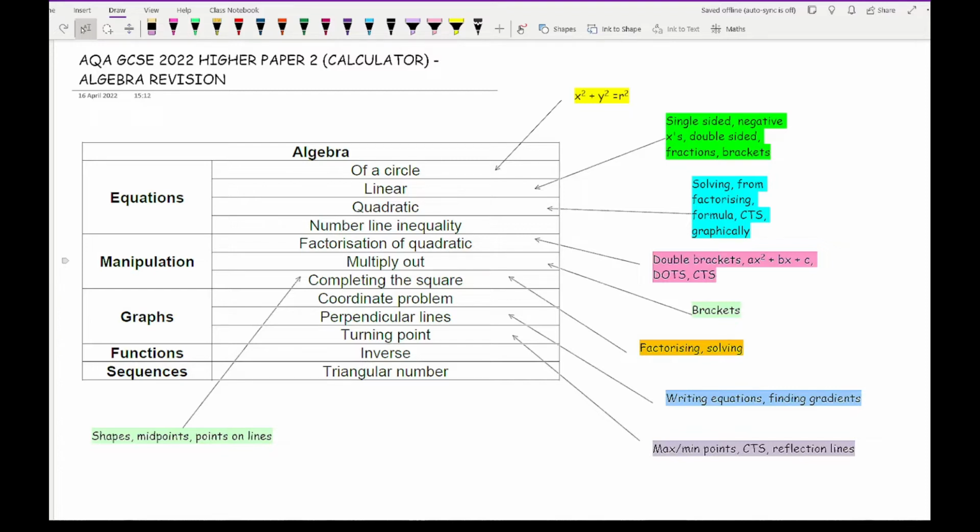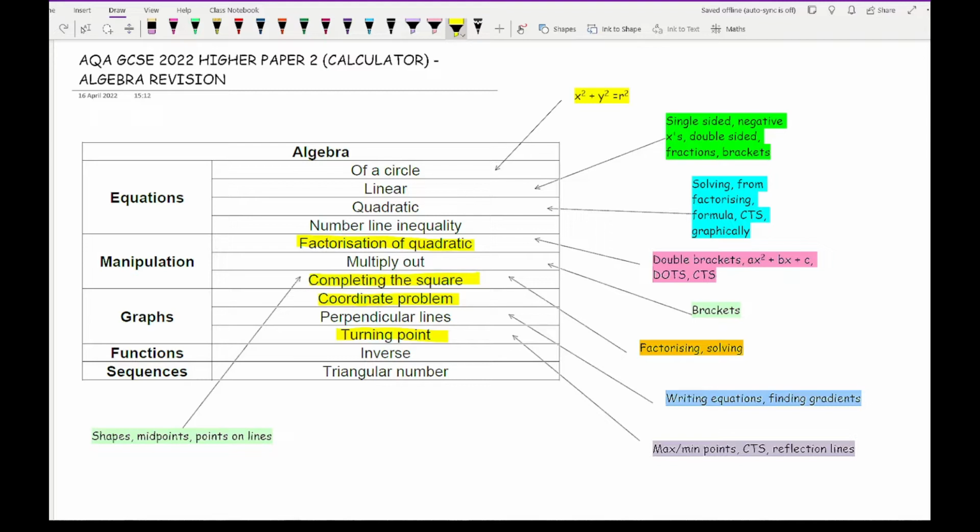So looking at this algebra section, you want to see which ones merge together. So I would say that the factorizing of a quadratic can be linked with completing a square, which can be linked with a coordinate problem, which can be linked with turning points. So I could easily create a question that merges those four topics, and it's not explicit that you're going to be using each of these four things.